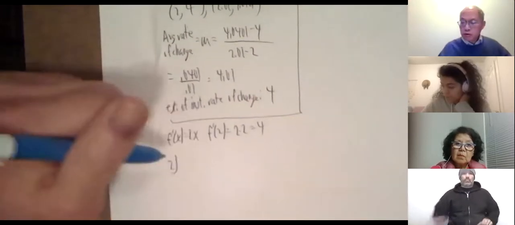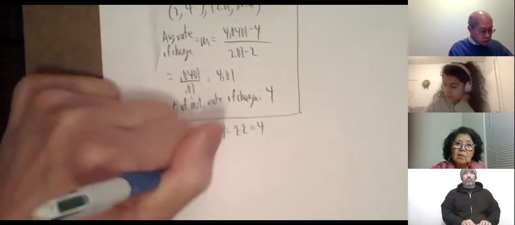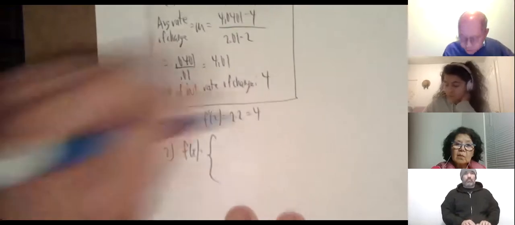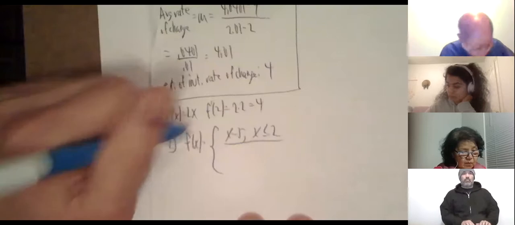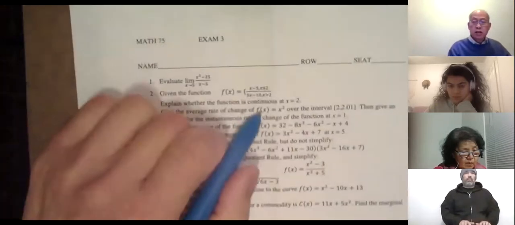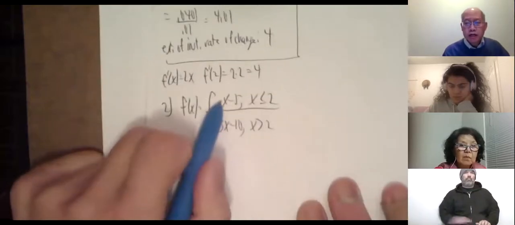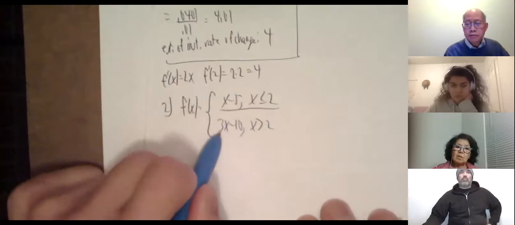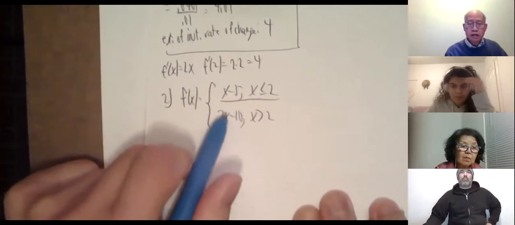Okay, question 2. Okay, so you're given this function. f of x is a piecewise defined function. x minus 5 if x is less than or equal to 2. And then 3x minus 10 if x is greater than 2. Okay, so is the function continuous or not continuous at x equals 2? All right, so the easiest way to explain it is plug in 2 to this, plug in 2 to this. If you get the same value, it's continuous. If you don't get the same value, it's not continuous.